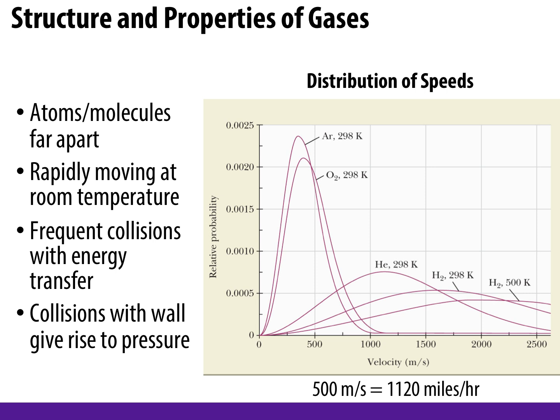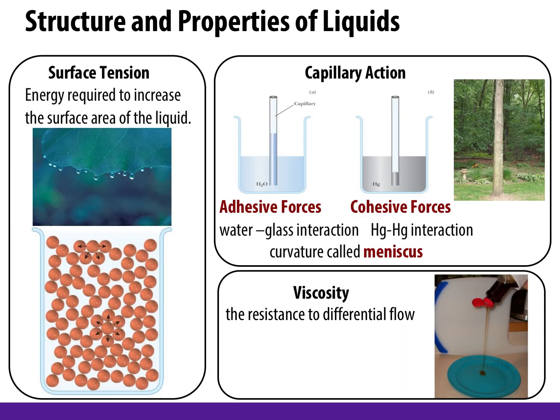We also have the pressure of different gases, right? So the collisions with the wall give rise to pressure. Pressure is that force per area. So more gas in a certain space gives you a greater pressure, more of those collisions against the wall. And that's one of the key properties of gases that we'll look at.